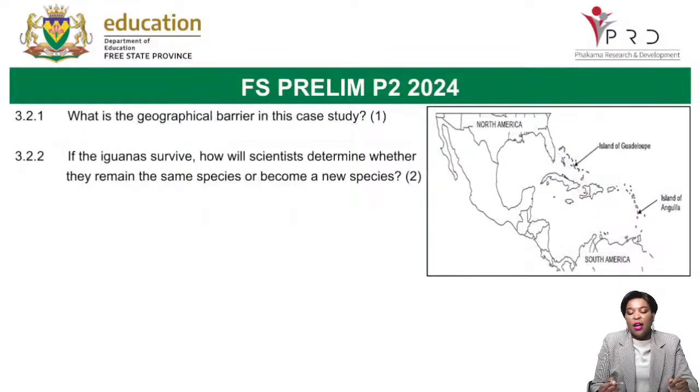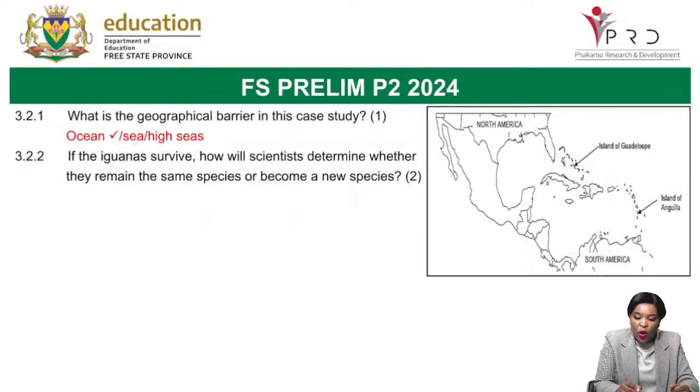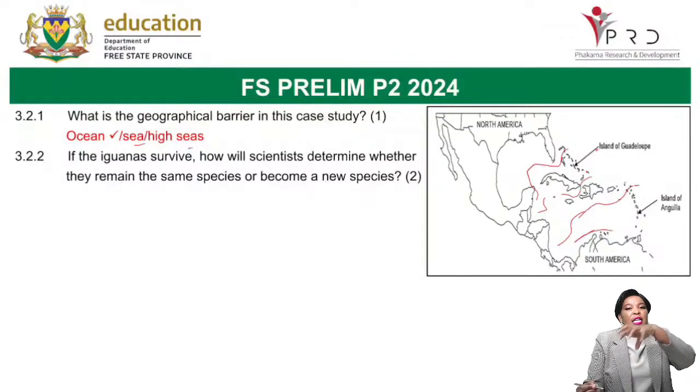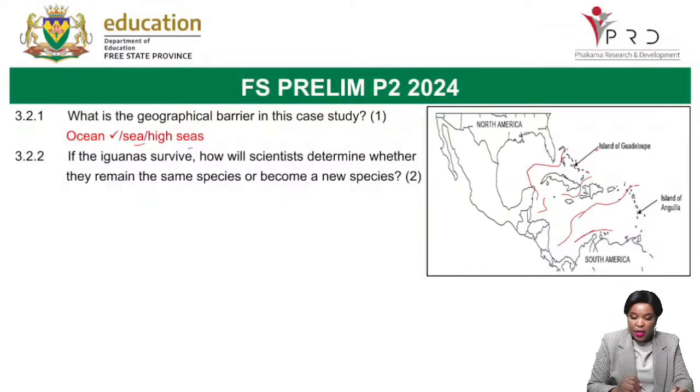Right, what is the geographical barrier here? The geographical barrier is the ocean or the seas or the high seas. Do you see what I did there? This is separated by the ocean. Remember, these are islands. Islands, you know, they are a small piece of land in the middle of an ocean. So the isolating factor there, or the geographical barrier there, will be an ocean.